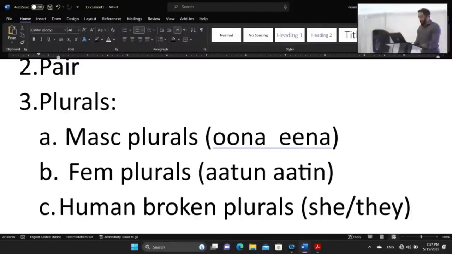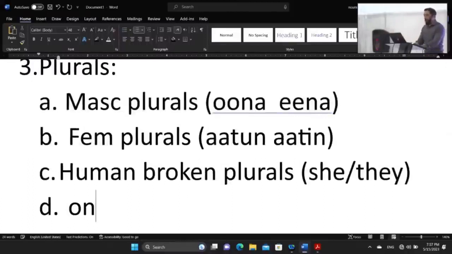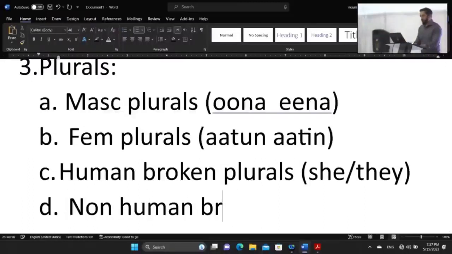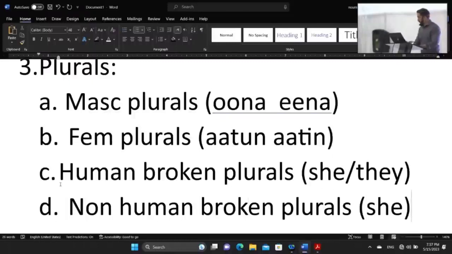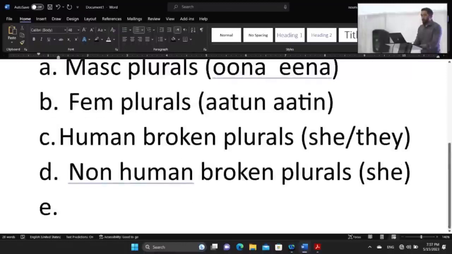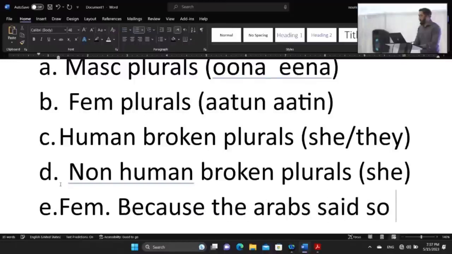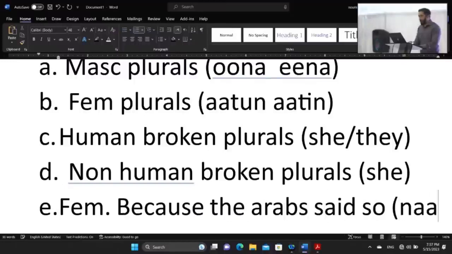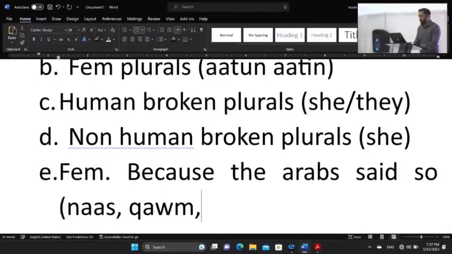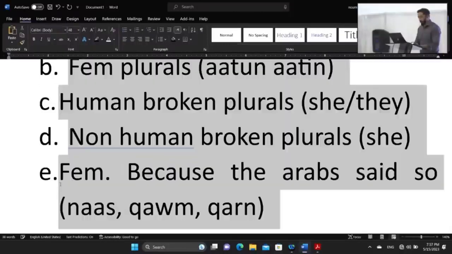Okay? And then non-human broken plurals. Just she. Just she, yeah? And then what's the last one? Feminine because the Arabs said so. And how many words were here? Nas, qawm, qarn. Cool.